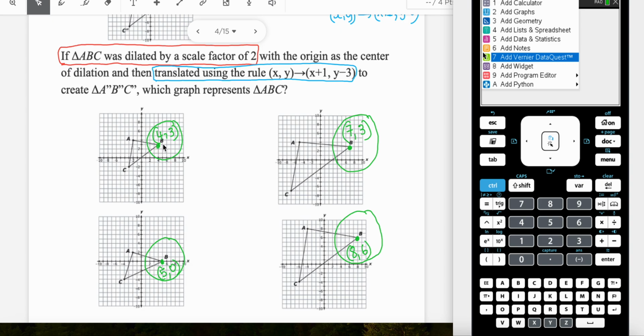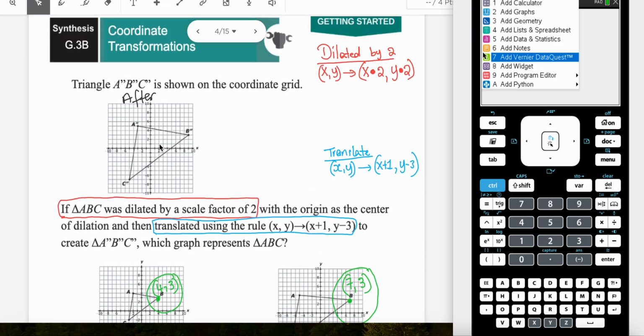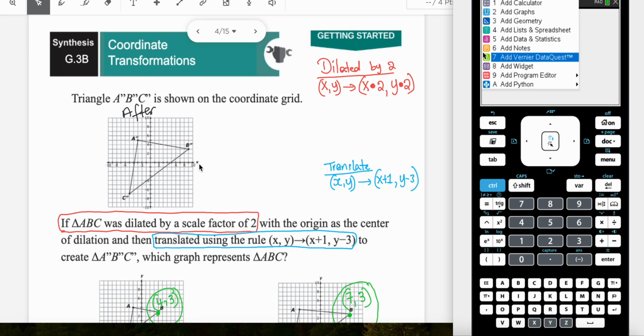We're going to use, for example, this B, do this transformation, and see which one matches B prime prime. So what are we looking for? The answer that we're looking for, this is the B prime prime, we want 9, comma 3. This is the key. This is what we want. So we want 9, comma 3.